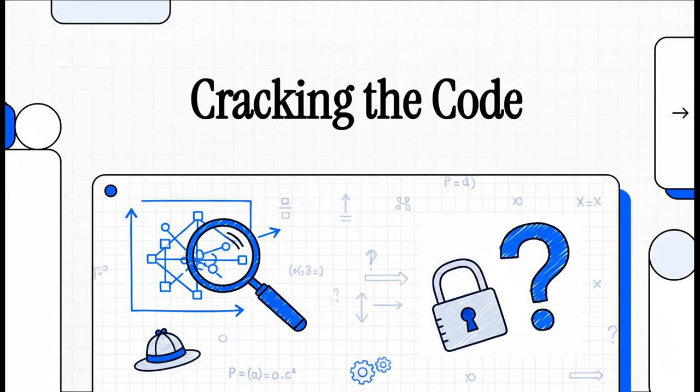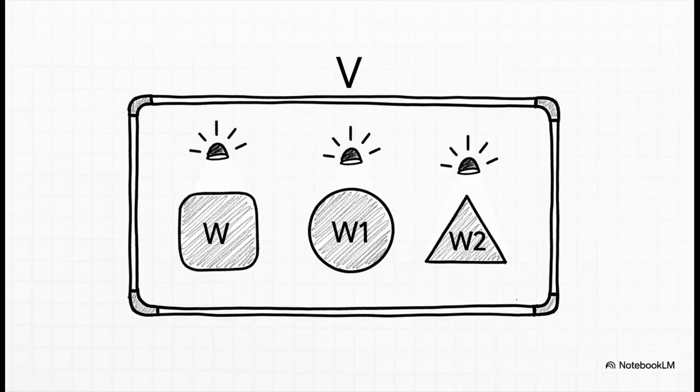So, let's get started. You know, every good mystery needs a scene of the crime. For us, that's a vector space we'll call V, and inside we have our three main characters, or maybe we should call them suspects, these subspaces, W, W1, and W2. Our mission is to figure out exactly how these three are connected.